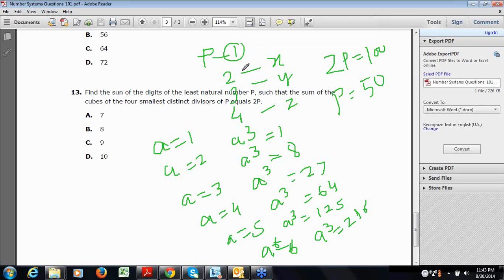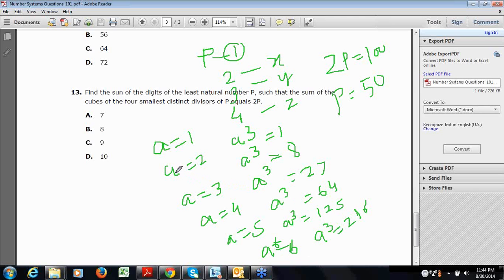Now consider the next three divisors, second, third and fourth least, should be x, y and z. So we have taken x, y, z as 2, 3 and 4. So a is equal to 1, a cube will be 1. A is equal to 2, a cube will be 8. A is equal to 3, a cube will be 27. A is equal to 4, a cube will be 64. A is equal to 5, a cube will be 125. A is equal to 6, so a cube will be 216.